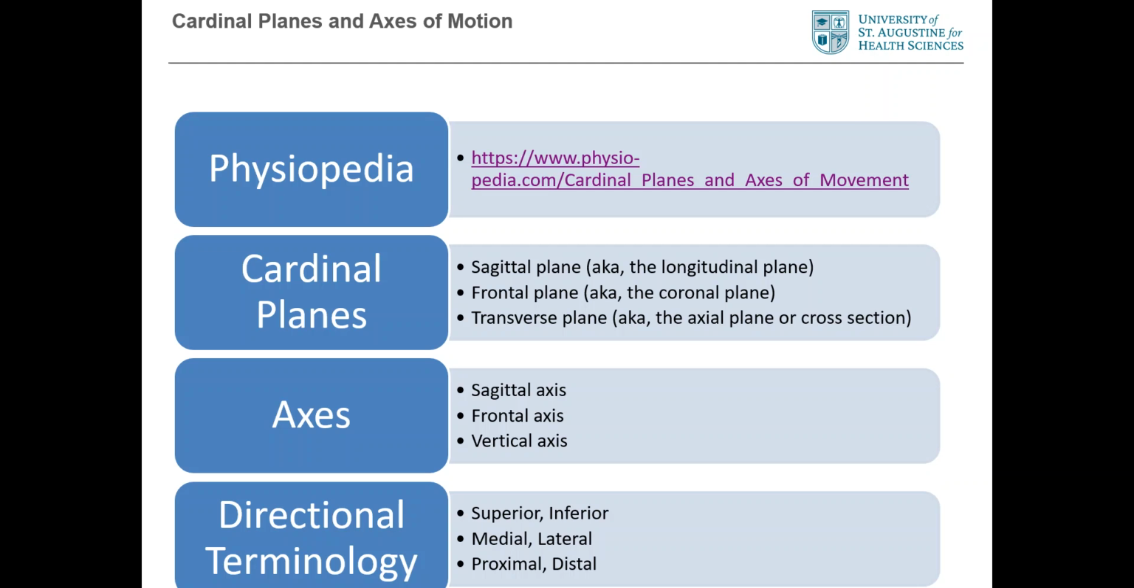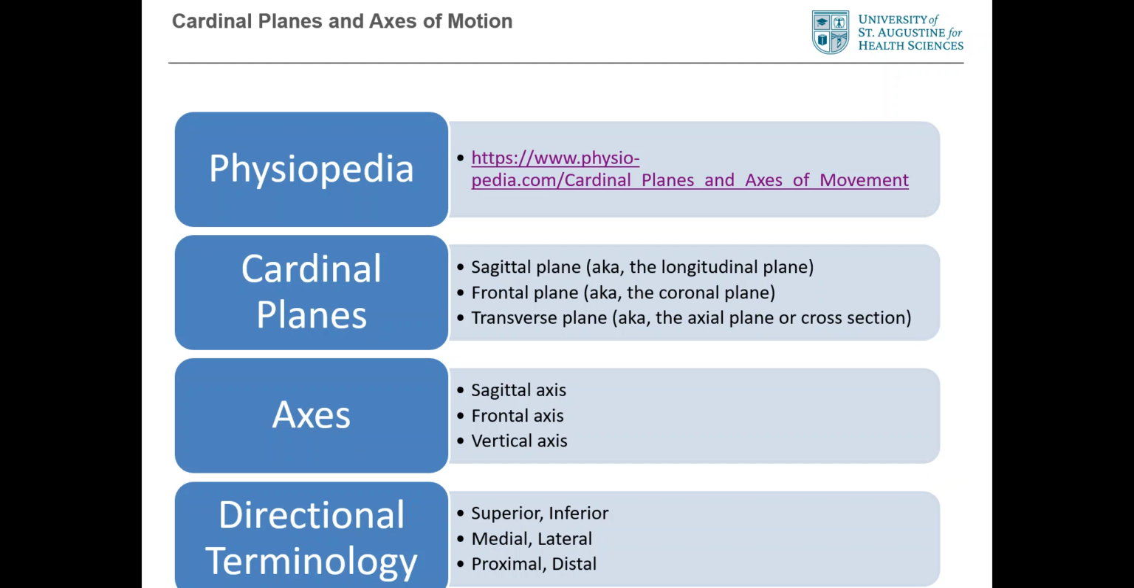They include the sagittal plane, aka the longitudinal plane, the frontal plane, or the coronal plane, and the transverse plane, which is also known as the axial plane or cross-section. You want to make sure that you know what those things mean and refer to.